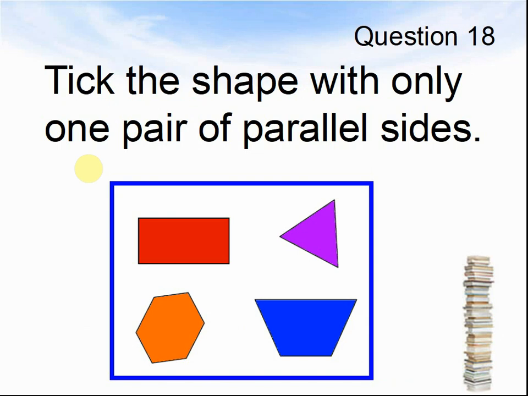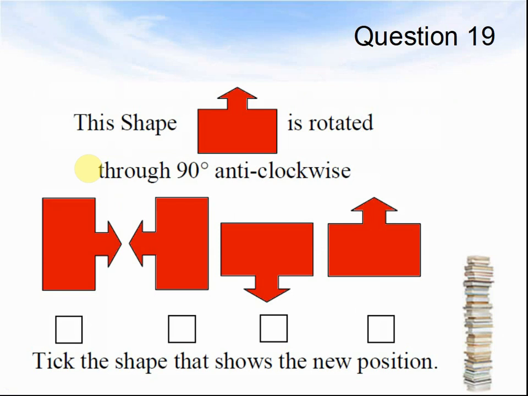Question 18. Tick the shape with only one pair of parallel sides. Pause the video until you are ready for question 19. Here comes question 19. This shape is rotated through 90 degrees anti-clockwise. Tick the shape that shows the new position. Pause the video until you are ready to see question 20. Here comes question 20.